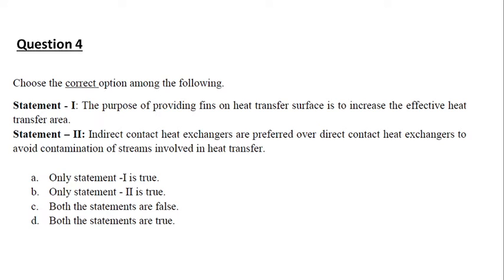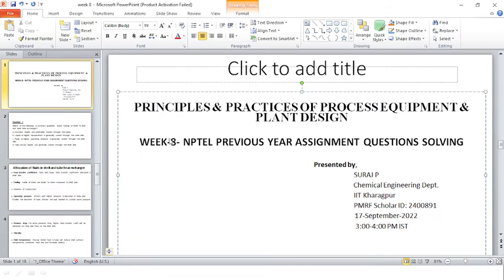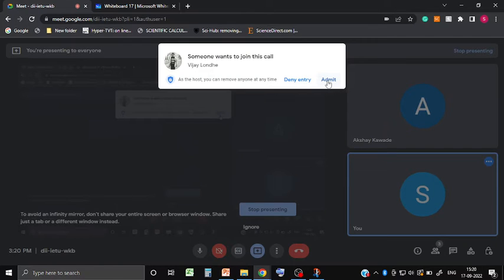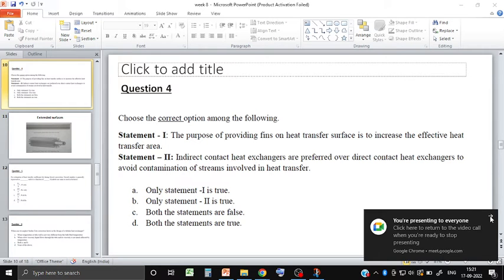So what will be the answer for this? The fins are provided to increase the area. Statement 1 is correct, sir. Then statement 2, indirect contact heat exchangers are preferred over direct contact heat exchangers to avoid contamination of streams involved in heat transfer. So whether that is correct or not? Yes, correct. Okay. So both the statements are true.